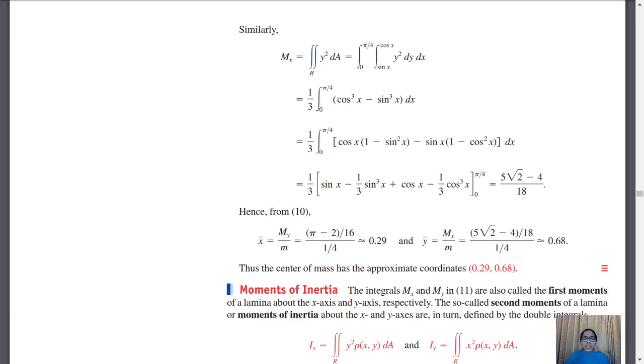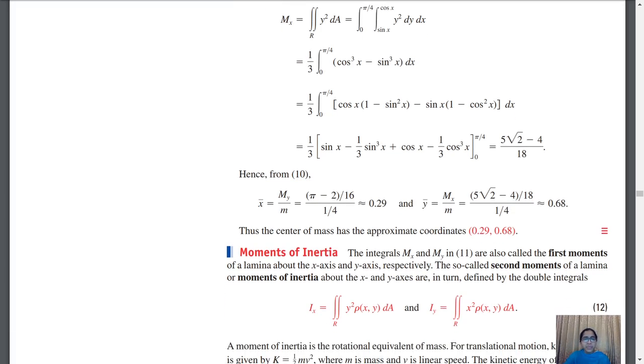So now we can find the center of mass. It will have the coordinates. X bar will be My by m, m was 1 by 4, and My, which we had calculated, was pi minus 2 by 16, and this approximates to 0.29. And y bar is Mx by m, which is 5 into root 2 minus 4 whole divided by 18, divided by 1 by 4, which again approximates to 0.68. So these are the coordinates of the center of mass.